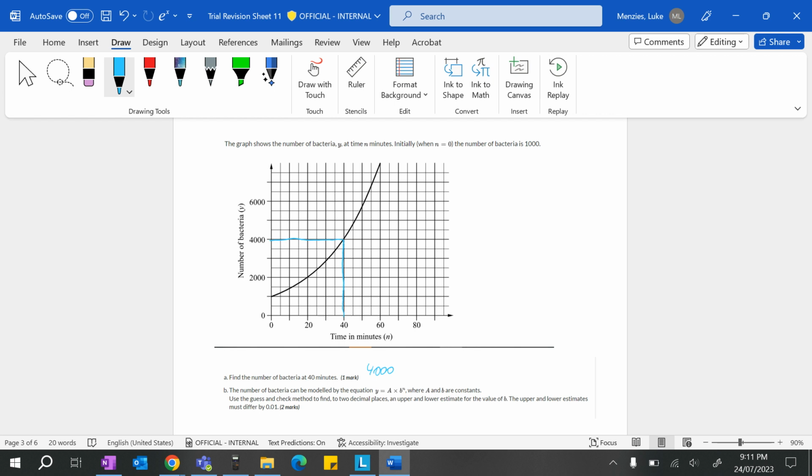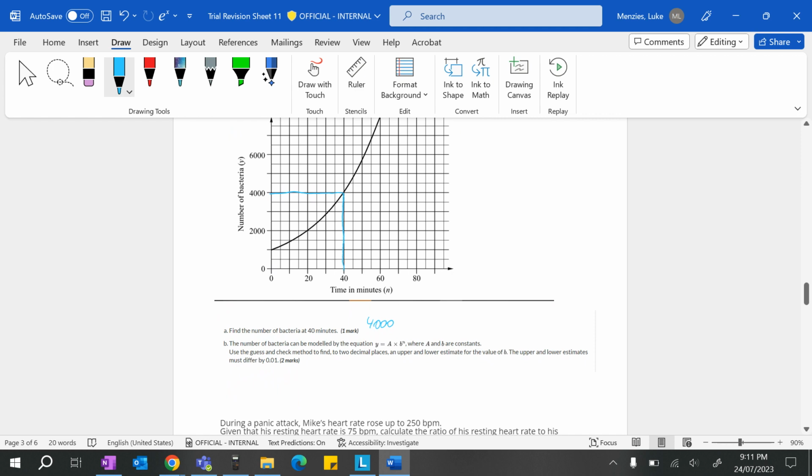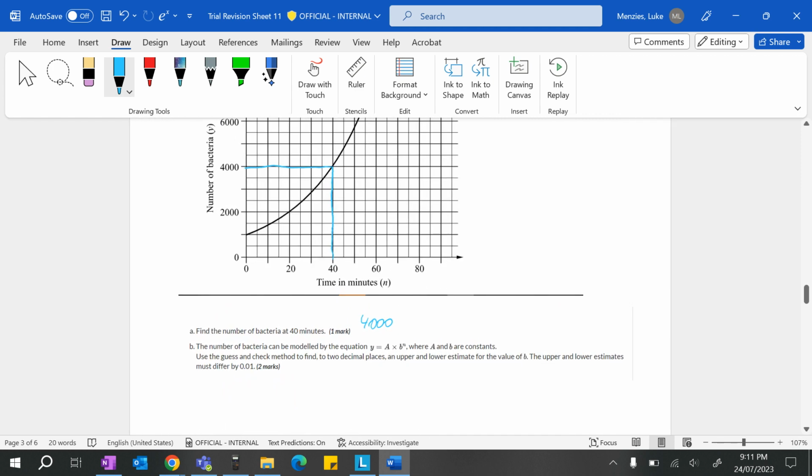Okay, nice and easy. So the number of bacteria can be modeled by using the equation y equals a times b to the n, where a and b are constants. Use a guess and check method to find, to two decimal places, an upper and lower estimate for the value of b. The upper and lower estimates need to be 0.01 apart. Sometimes you do get these guess and check ones, particularly for a harder function like this.